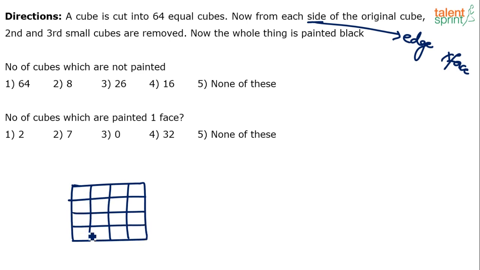So how many cubes do you find here? 16. 4 by 4, 16. And there are 3 such portions behind. So 16 into 4 makes it 64. You understand? So if I have to get the 3D view, it will be like this, right? See, how will it be? It will be like this.